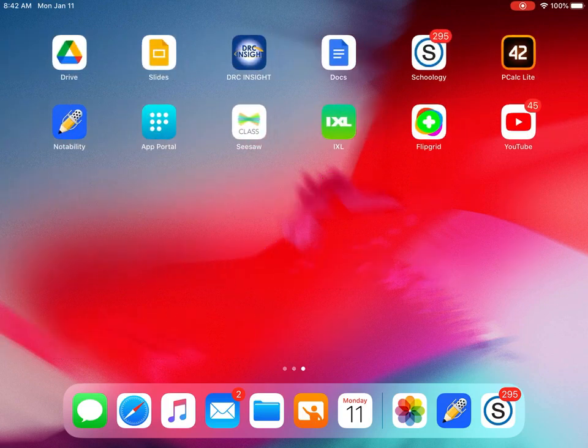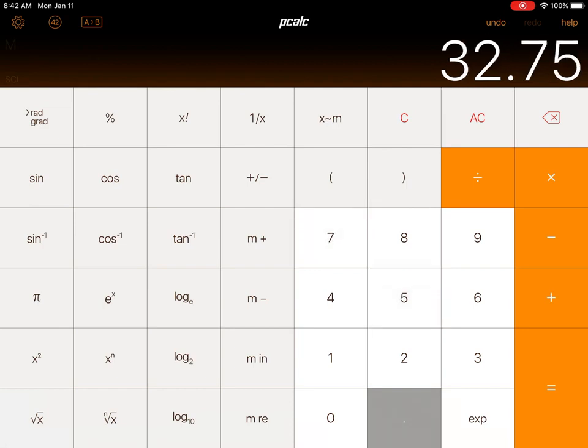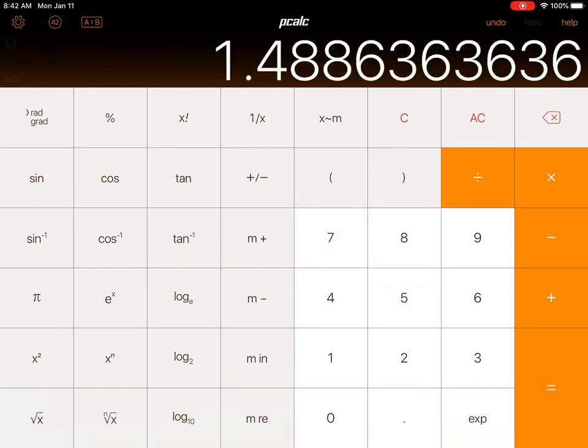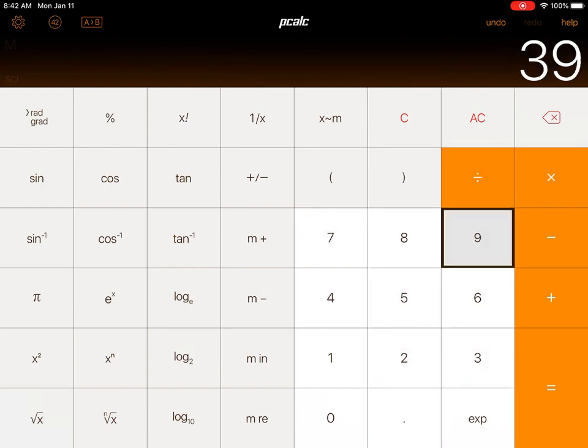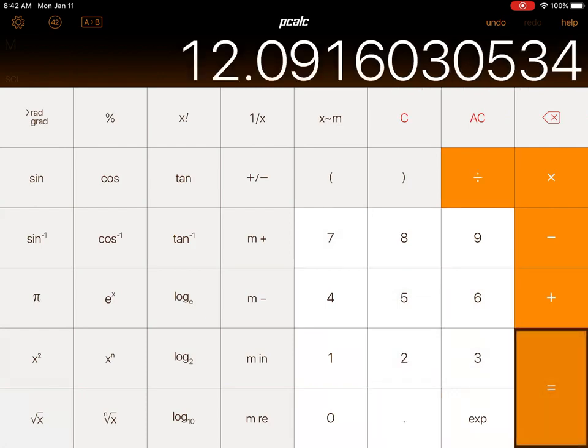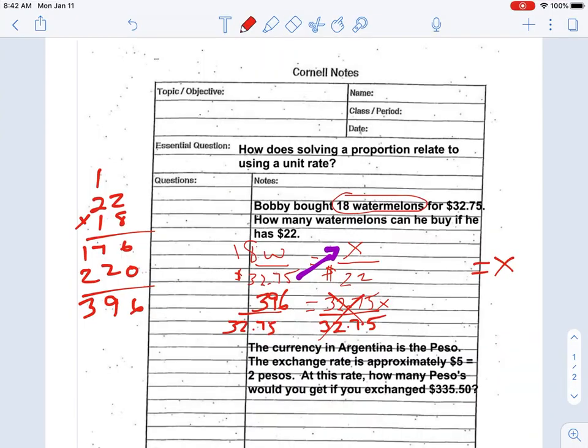I'm looking for my calculator. There it is. 32.75 divided by 22. No. 396. 32.75 divided by 396. No, that's wrong too. 396 divided by 32.75. Now we got it. We got 12.09. Sorry. When I don't have it in front of me, it's tough for me to remember those numbers.